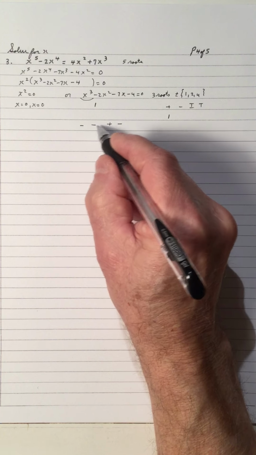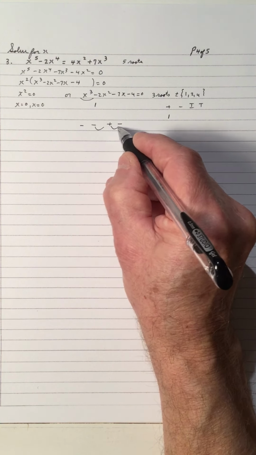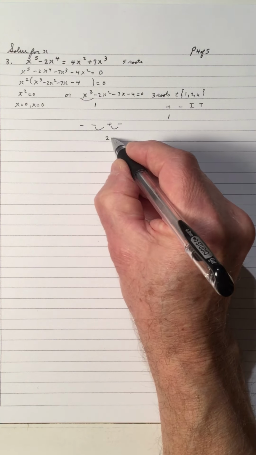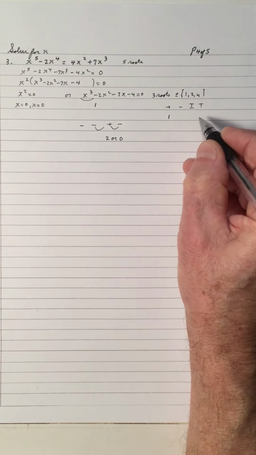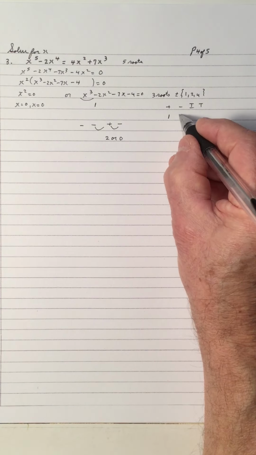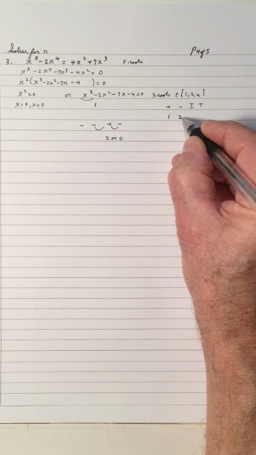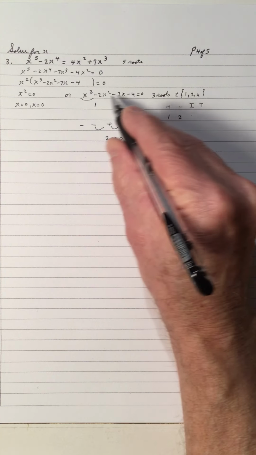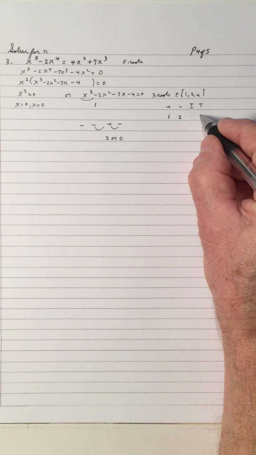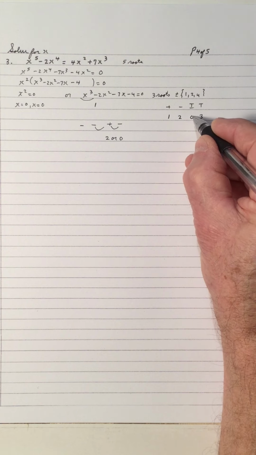So I have no change here, 1 here, 1 here. That gives me 2 changes or 0. So I have 2 negatives. If I have 2 negatives, the total in this equation is 3. So I have no imaginaries.